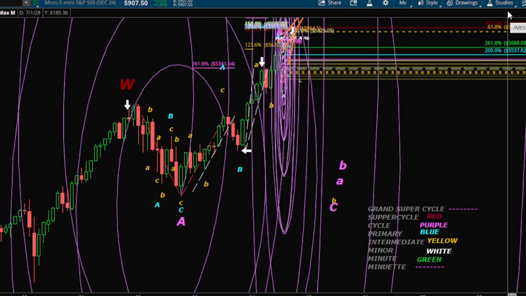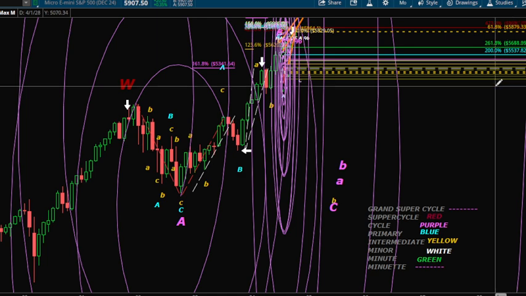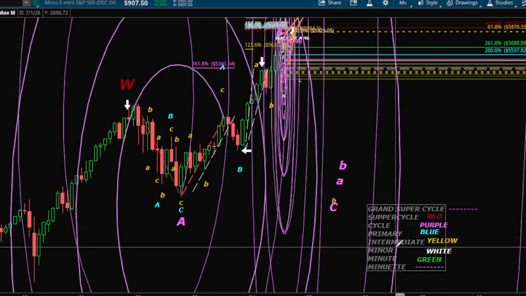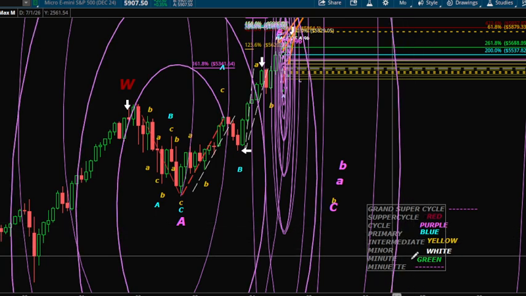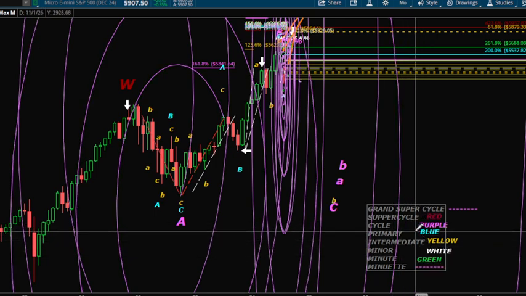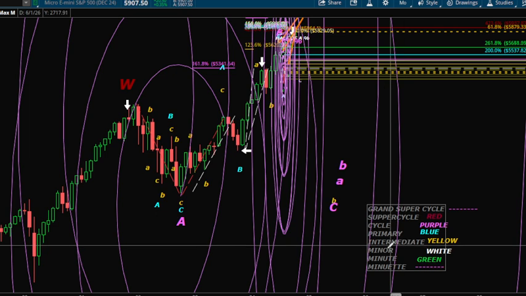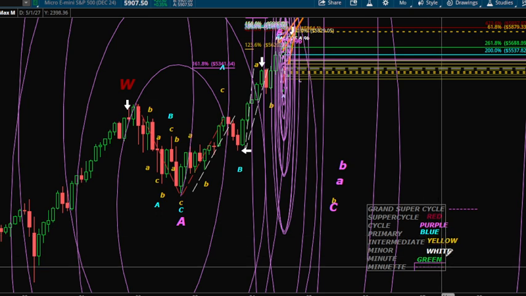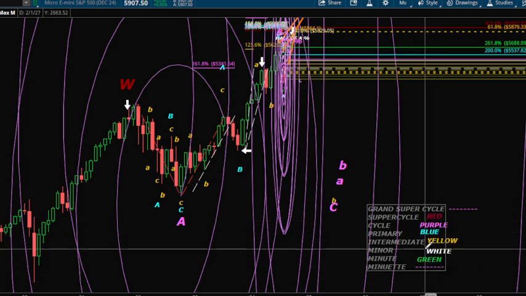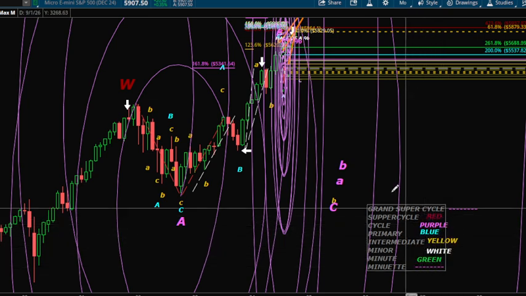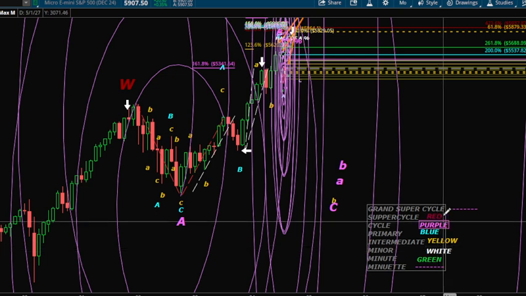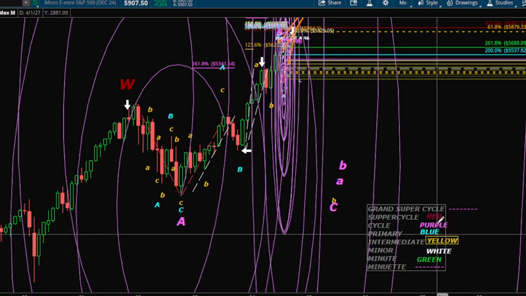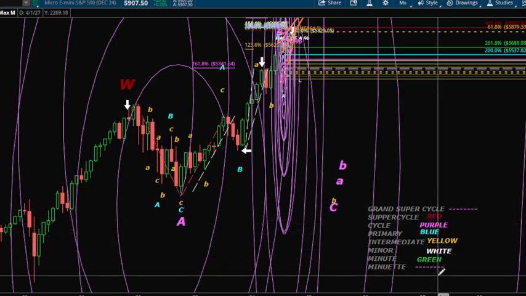Welcome back to an updated chart on the MICROe-MINI. I've added how I'm going to color code the cycles for Elliott wave. This isn't really the normal way to label Elliott wave theory waves, but for this platform it's easier, and I think it's easier to read, to be honest, so we're going to color code it instead.